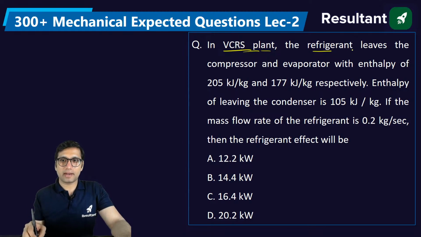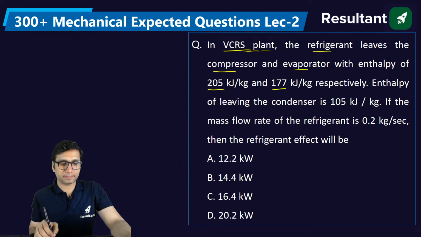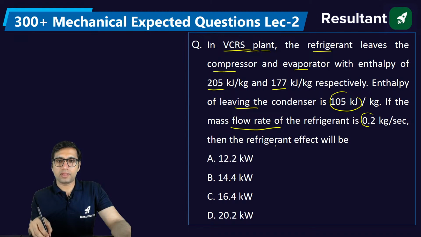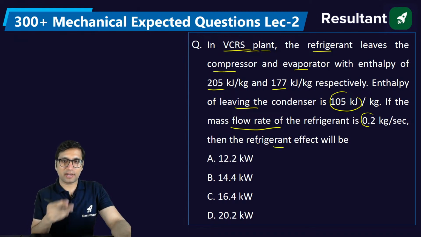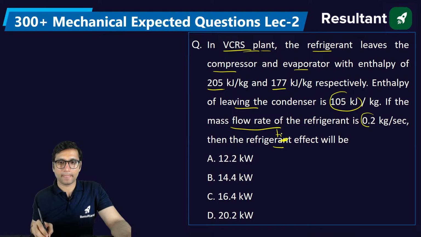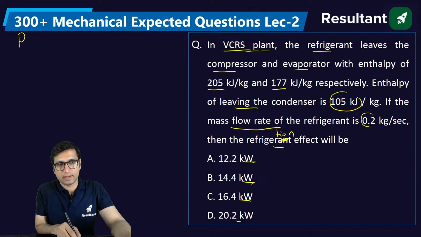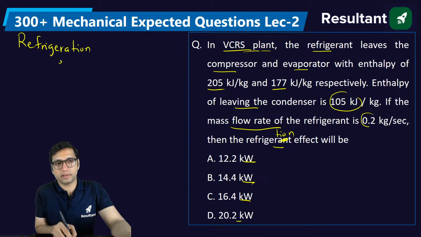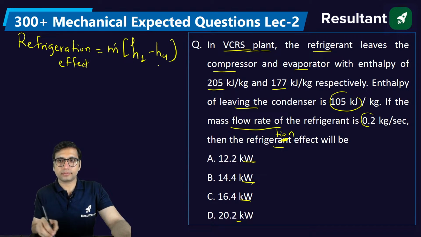In a vapor compression plant, the refrigerant leaves the compressor and evaporator with the enthalpy of 205 and 177. Enthalpy of leaving the condenser is also given. If the mass flow rate of the refrigerant is 0.2, what is the refrigeration effect? Now, refrigeration effect is being asked in kilowatt. First of all, what is refrigeration effect? Refrigeration effect in kilowatt is equal to mass flow rate into H1 minus H4. What is H1, H4?